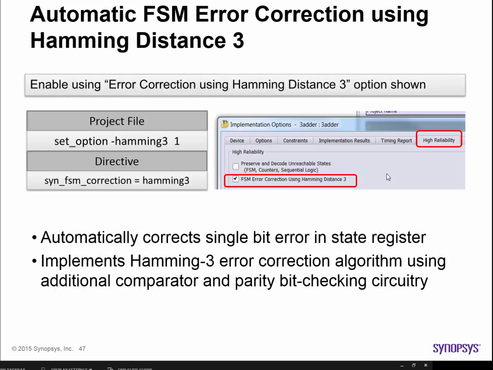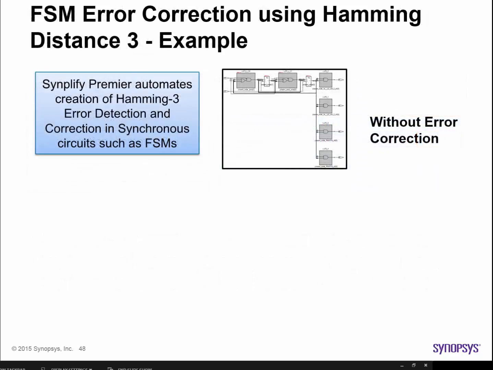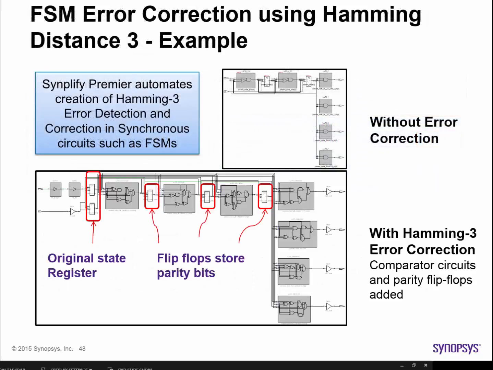Using a setting in Synplify Premier, you can opt to insert Hamming 3 error detection and correction into your FSM implementation to check and correct single-bit errors in state registers automatically. And here's an example. You can see in the figure how, when you select the Hamming 3 error detection and correction option, additional circuitry is created by Synplify Premier that adds special comparator and parity bit checking circuitry to the design.